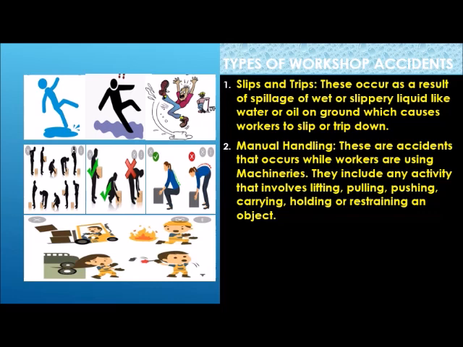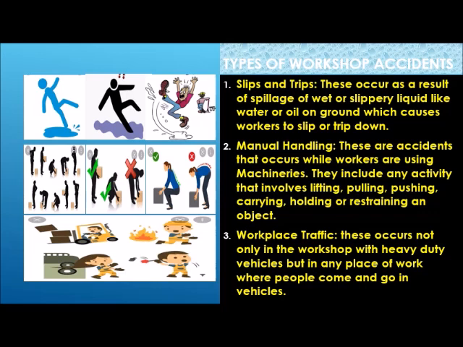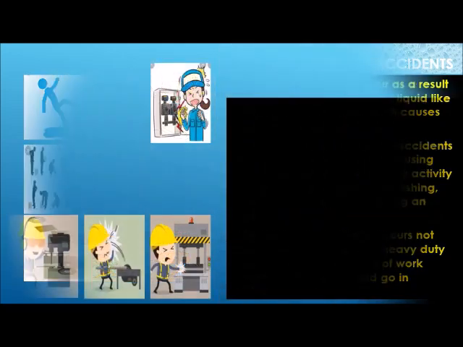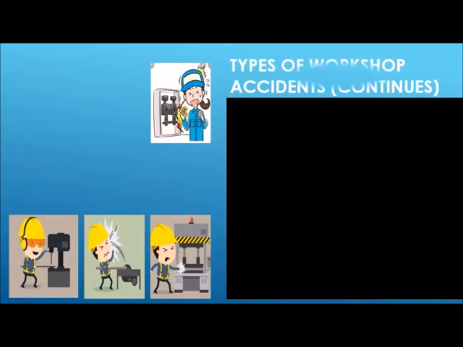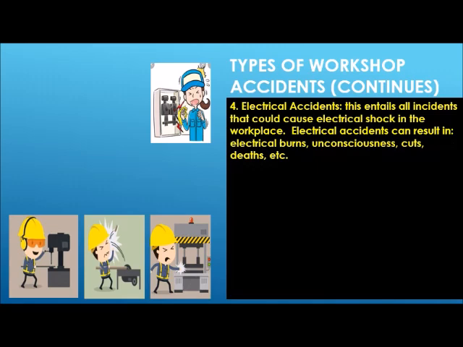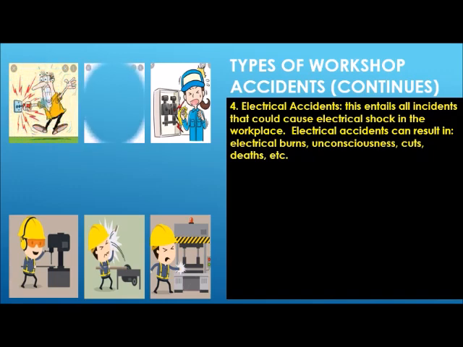The last one, workplace traffic. This occurs not only in the workshop with heavy-duty vehicles, but in any place of work which people come and go in vehicles. Electrical accidents. This entails all incidents that could cause electrical shock in the workplace. Electrical accidents can result in electrical burn, unconsciousness, cuts, death, and so on. Again, above on the screen towards your left are images showing electrical accidents.